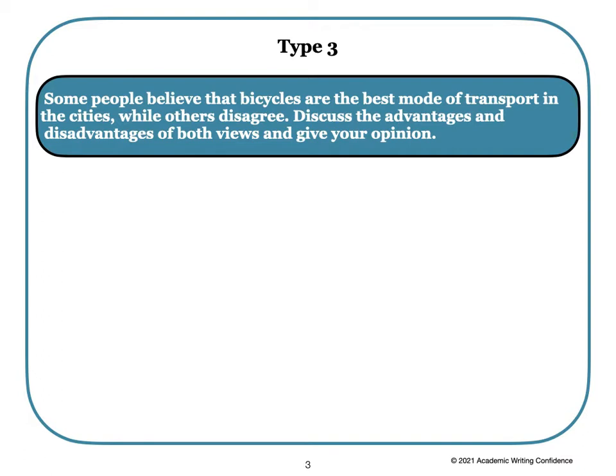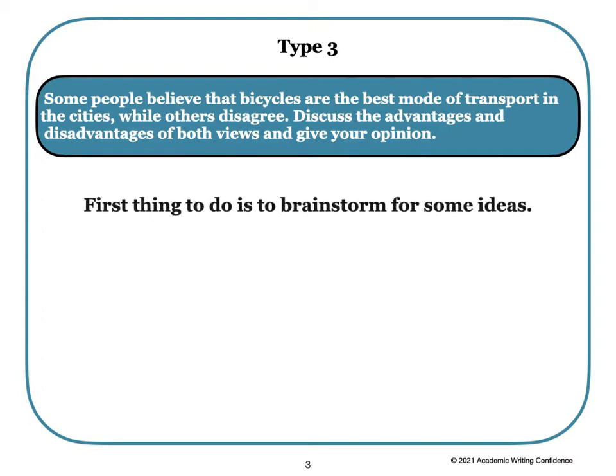Some people believe that bicycles are the best mode of transport in the cities, while others disagree. Discuss the advantages and disadvantages of both views and give your opinion. As you can see from the question, it clearly states that you need to discuss both sides and give your opinion. Now, the first thing we need to do is to brainstorm for some ideas.